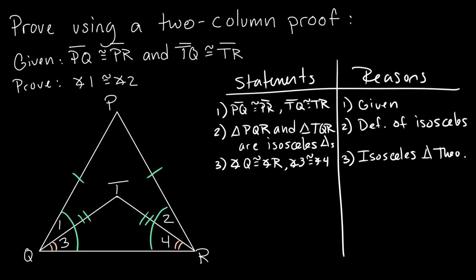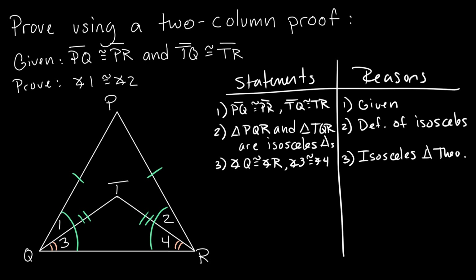What are all the reasons for this problem? Definition of isosceles and isosceles triangle theorem. So, like I said, definition of isosceles deals with side lengths, and isosceles triangle theorem deals with the angle measures. Oh, so that's why. Yes.